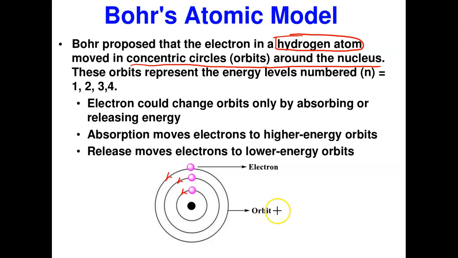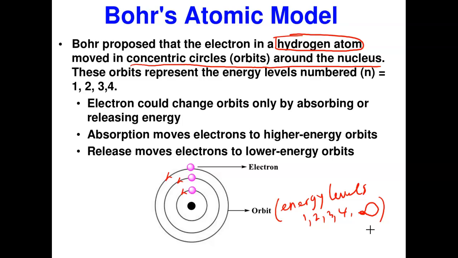He said these orbits correspond to different energy levels. These different energy levels can be 1, 2, 3, 4 to infinity. He called these different energy levels. So, he also said that electrons can change orbit.